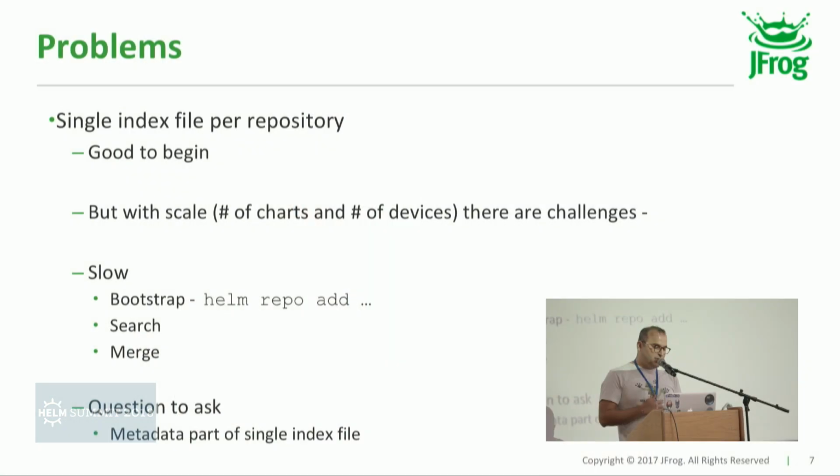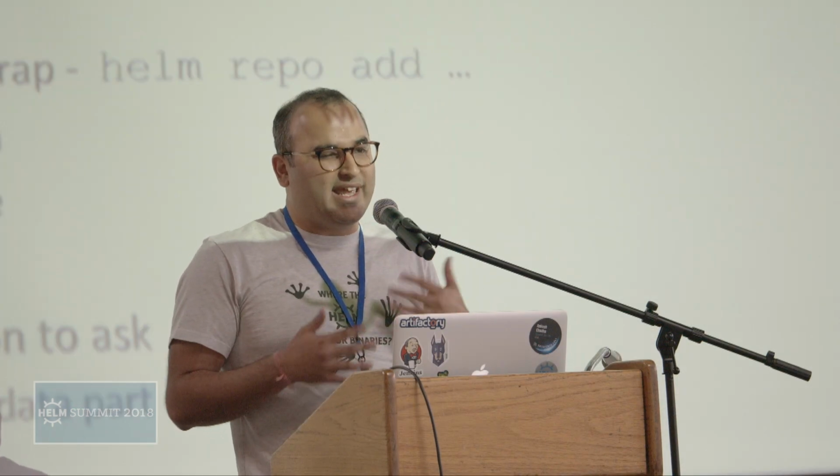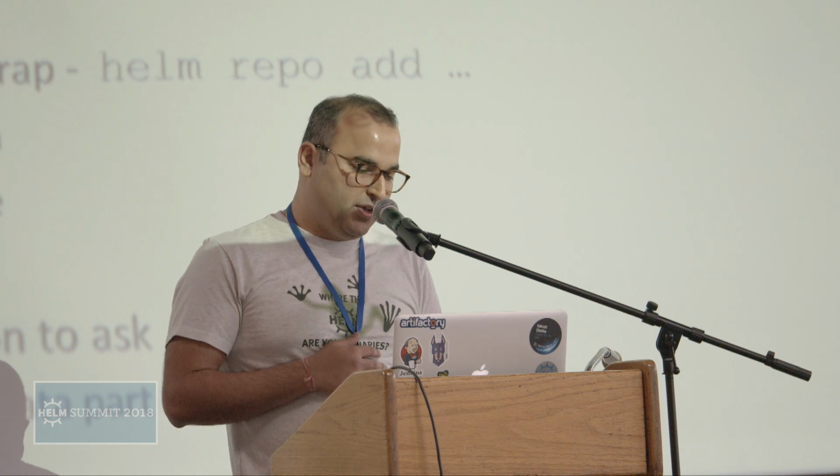So what is the problem? The problem is the single index file per repository. It's very good to begin with. I love the idea of simplicity to begin with, but it's not scalable beyond a certain point, right? So the operations such as bootstrap, search, merge. For us, the repository managers, one of the hardest things is that if the index file becomes super big, any update operations, like modification of absolute paths, any kind of operation becomes slow, right? So this is the problem.